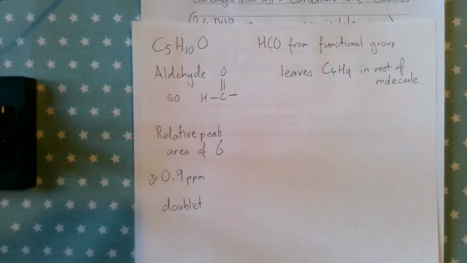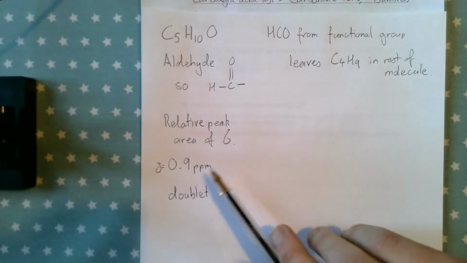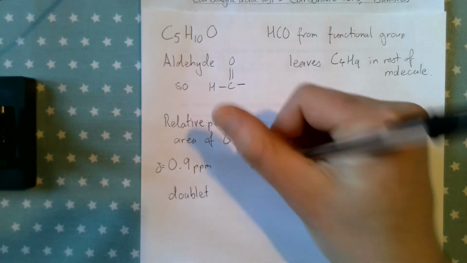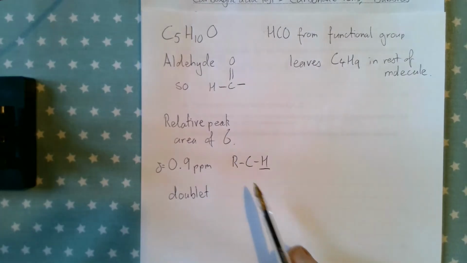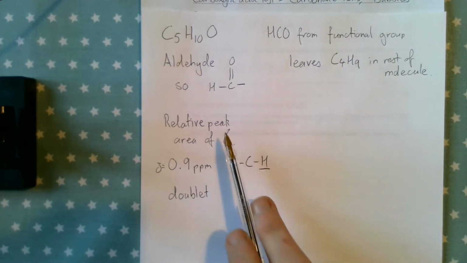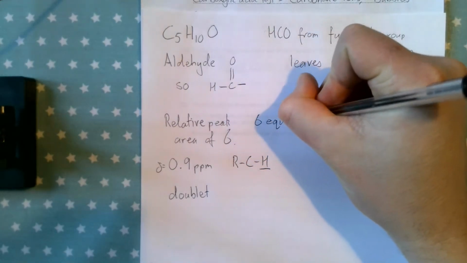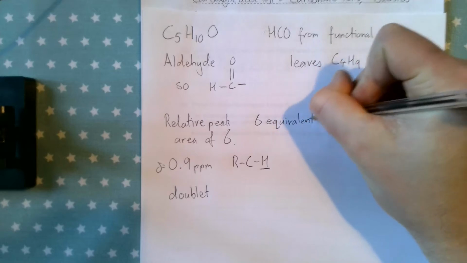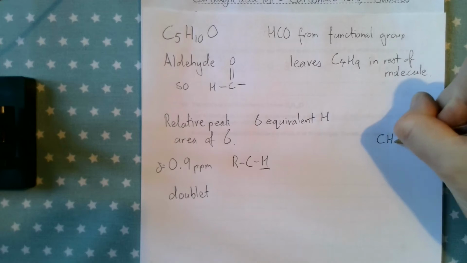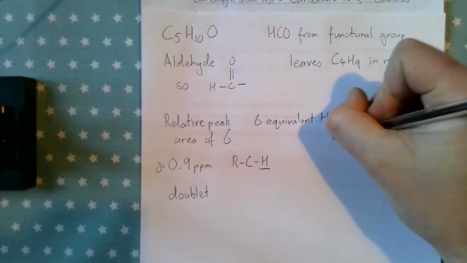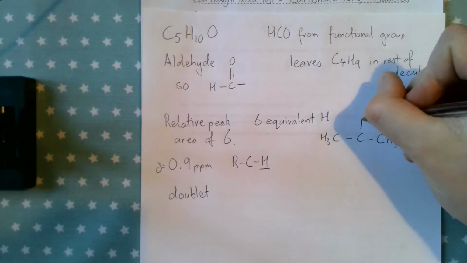Now, I've prepared some extra information earlier. Here are the key parts from this. The first thing we're going to look at is the chemical shift, and so we know that this is RCH, that is this environment here. The relative peak area of 6 tells us that there are 6 equivalent hydrogens, and the easiest way for us to get that is if we've got two methyl groups bonded either side of a carbon.